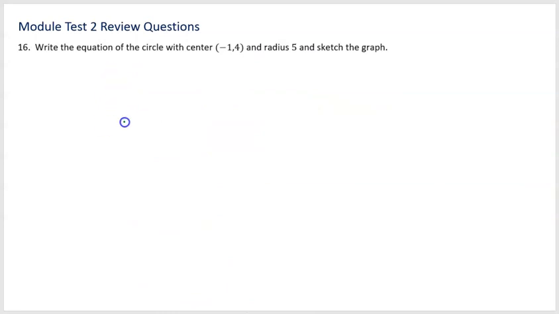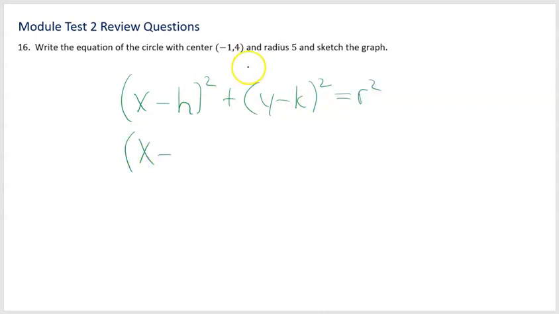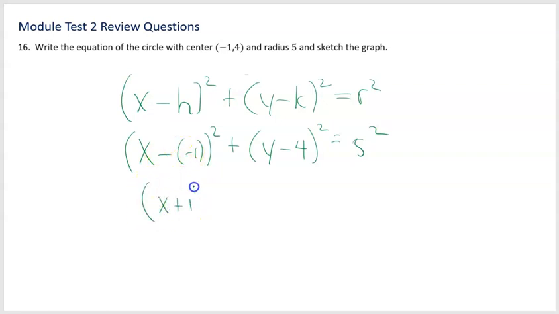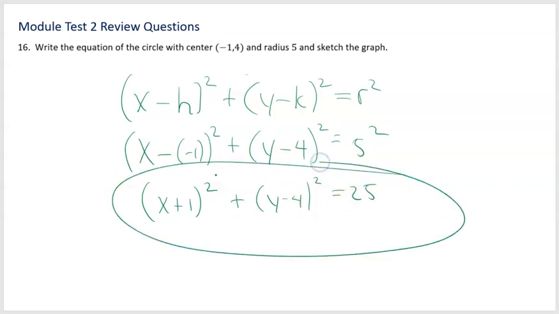So remember the equation of a circle is x minus h squared plus y minus k squared is equal to r squared. So it's going to be x minus my h is negative 1. So x minus a negative 1 squared plus y minus my k is 4. And I have 5 squared here. Now these two negatives turn positive. That's x plus 1 squared plus y minus 4 squared is equal to 25. That's the equation of a circle.